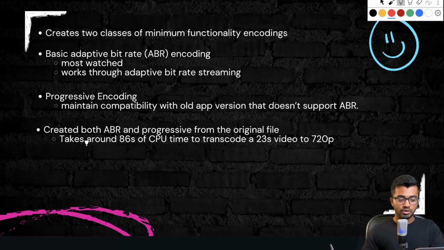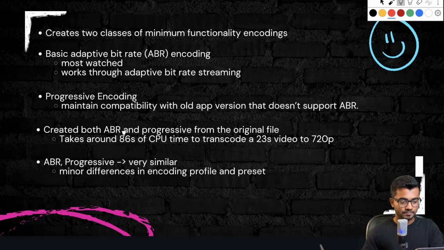The computation time is almost around 86 seconds of CPU time to transcode a 23 second video into 720p. See how compute intensive it is, almost 3x the time it takes just to encode a video of that type. But with further analysis, they got to know that the ABR and the progressive are very similar. So instead of having two different parallel structures going on, can't they do it sequentially? Basically, the output of one is fed into the other.